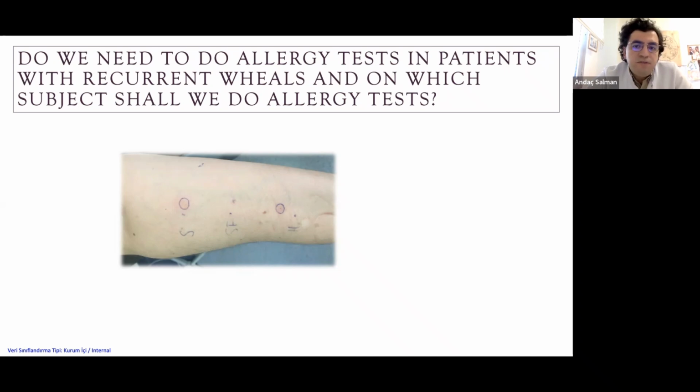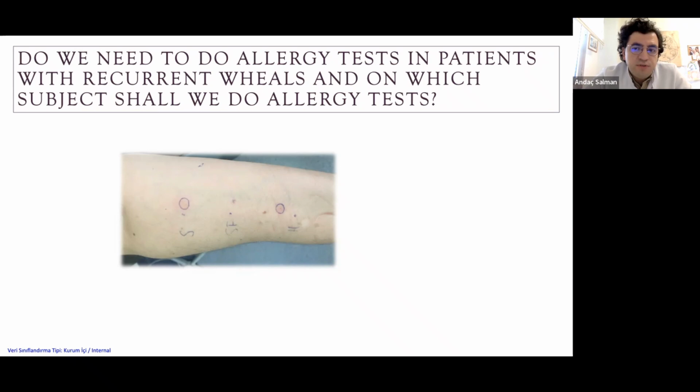So we should do allergy testing only in patients in whom we see a clear relation between the onset of the lesions and the ingestion of some foods or other possible allergens. But on the other hand, in a different entity, immunological contact urticaria syndrome, we should do an open test, an allergy test or prick test, to confirm the diagnosis and the culprit allergen in those cases.